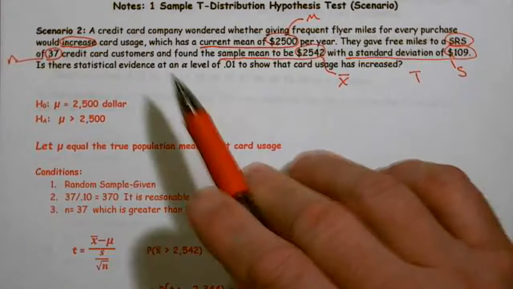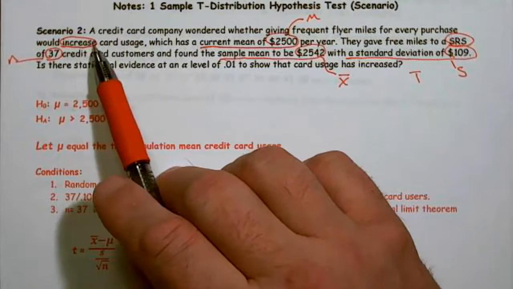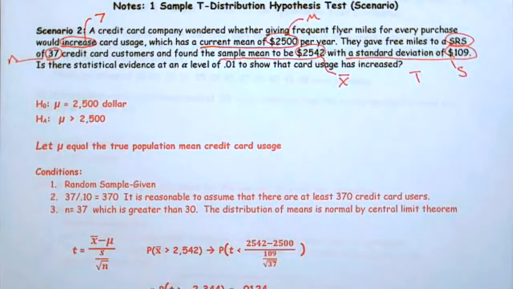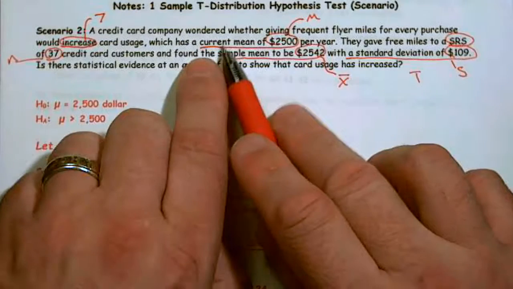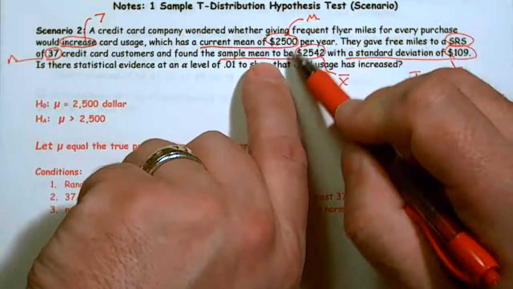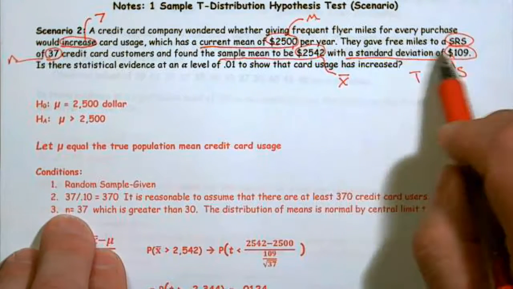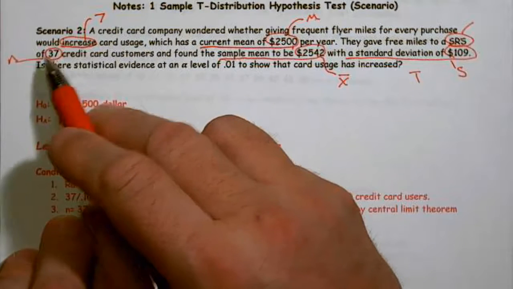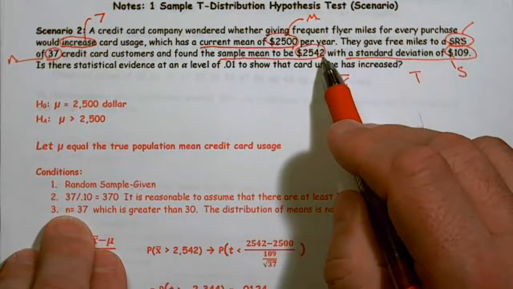Scenario 2: a credit card company wondered whether giving frequent flyer miles for every purchase would increase usage. So we're looking to increase something, which probably indicates an inequality with a greater than sign, with a current mean of 2,500 per year. That current mean is my status quo. That's what things are. So my population mean is currently 2,500, and we're looking to increase it. They gave free miles to a simple random sample. That's important because that's one of our conditions. My sample size is 37.